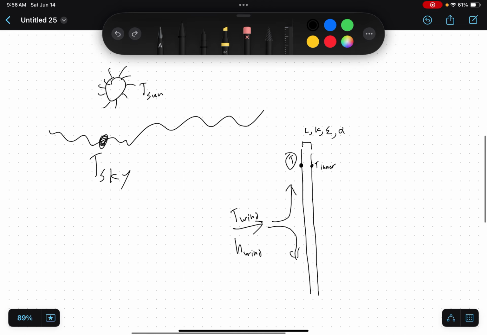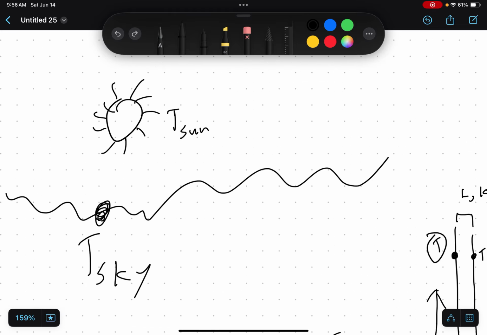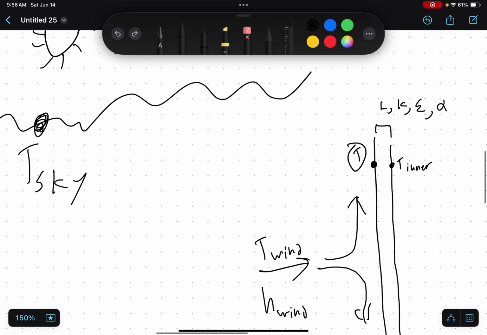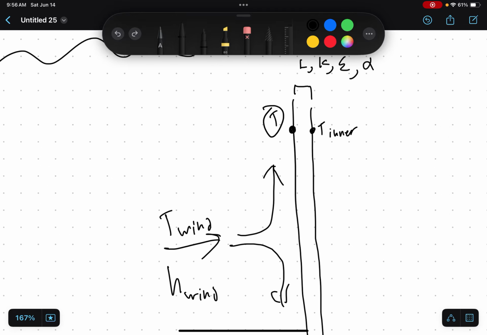And the third type is radiation. So for example, that's the heat that we feel from the sun. So the sun emits radiation heat, and in this case, it would heat up the outside surface of the window.